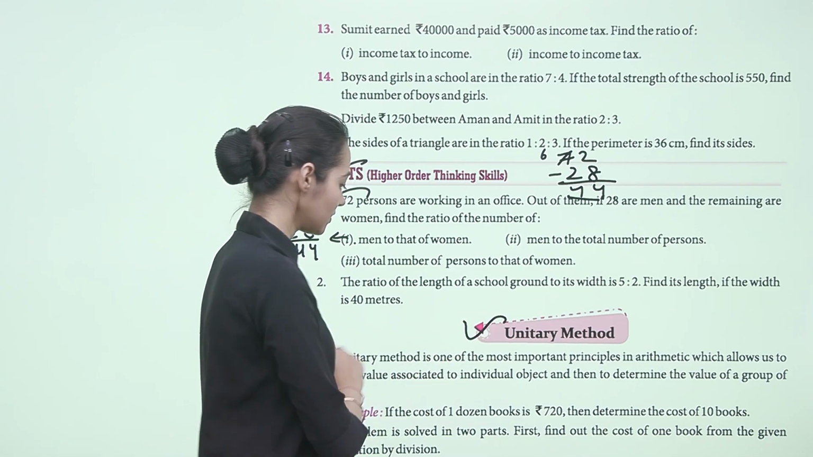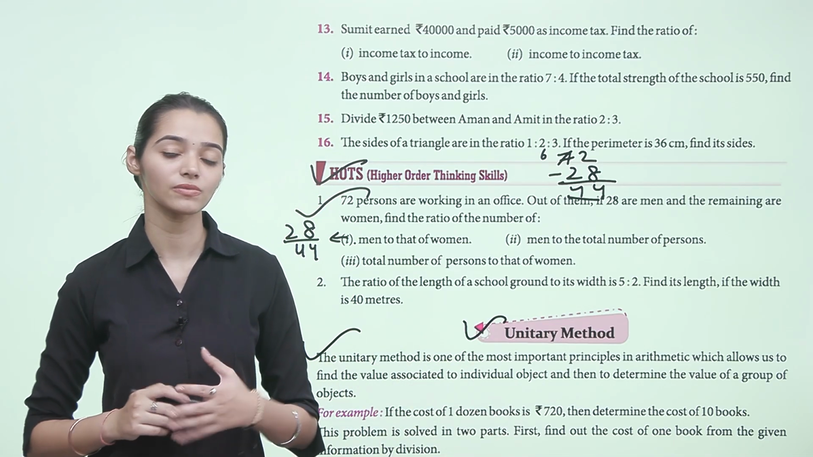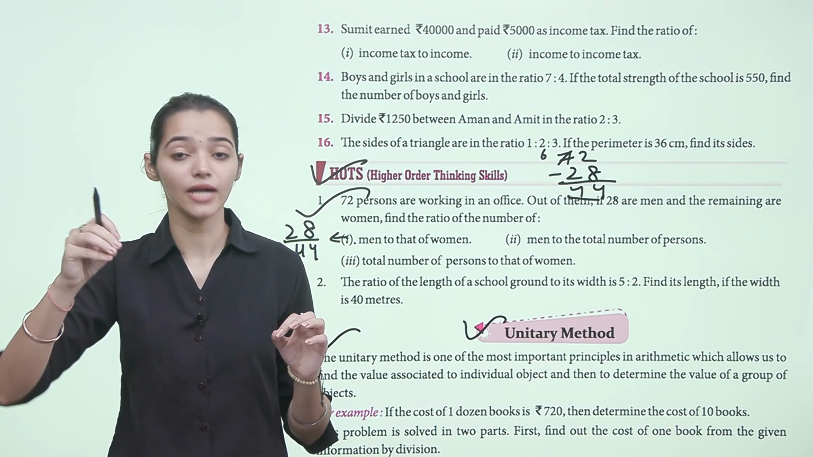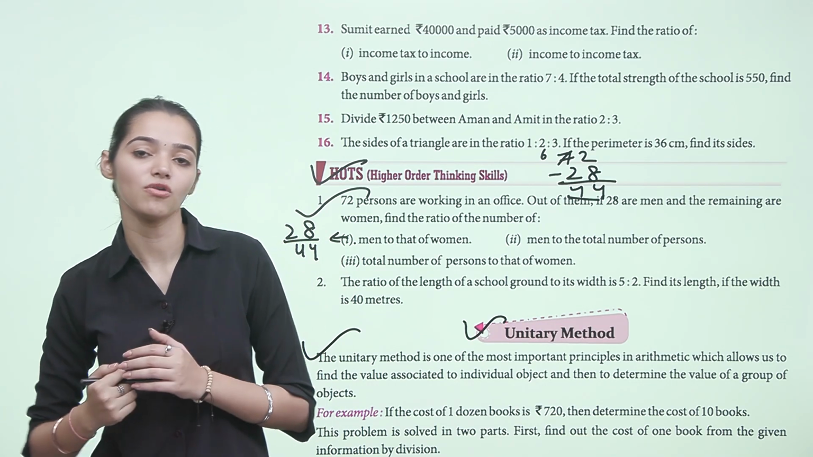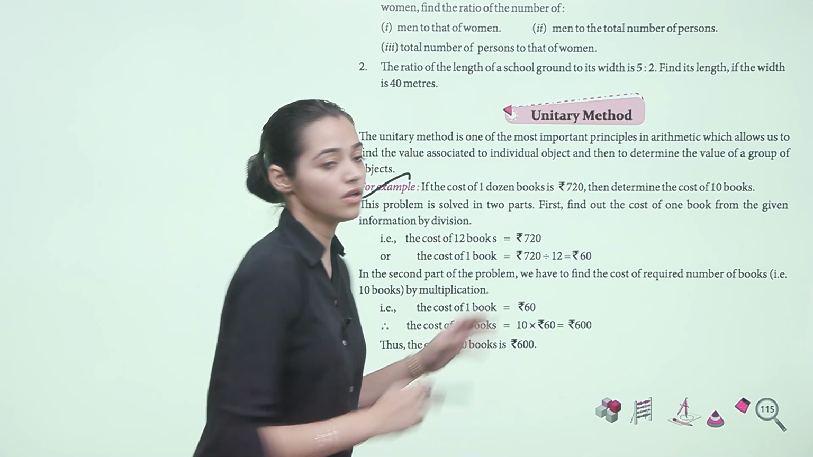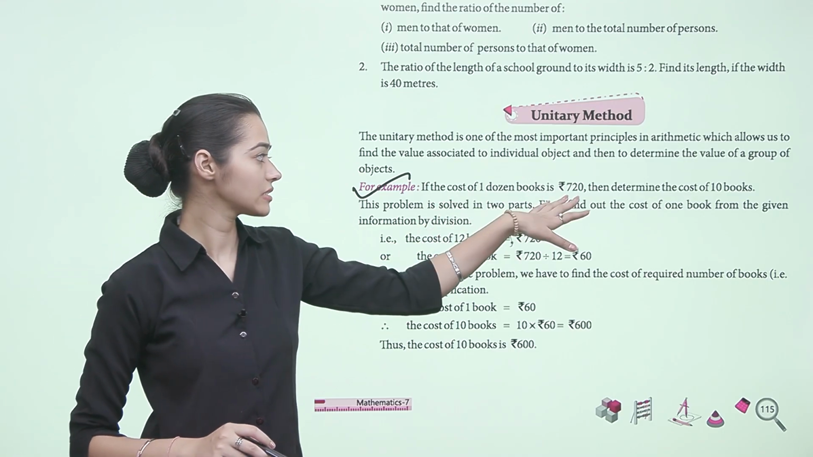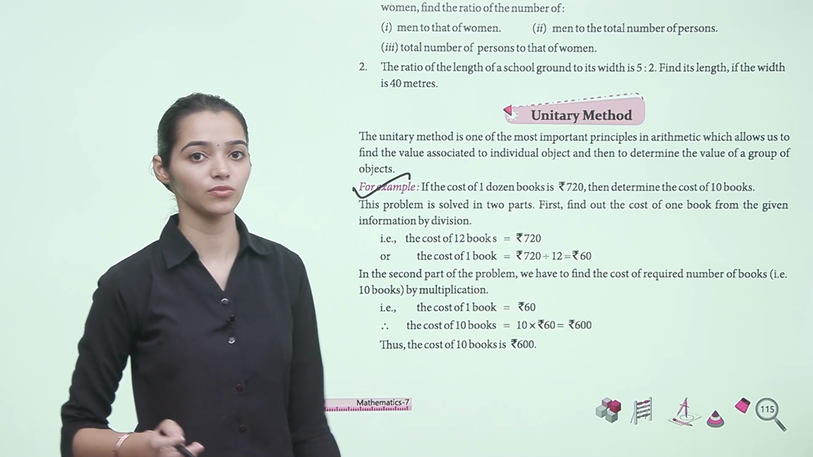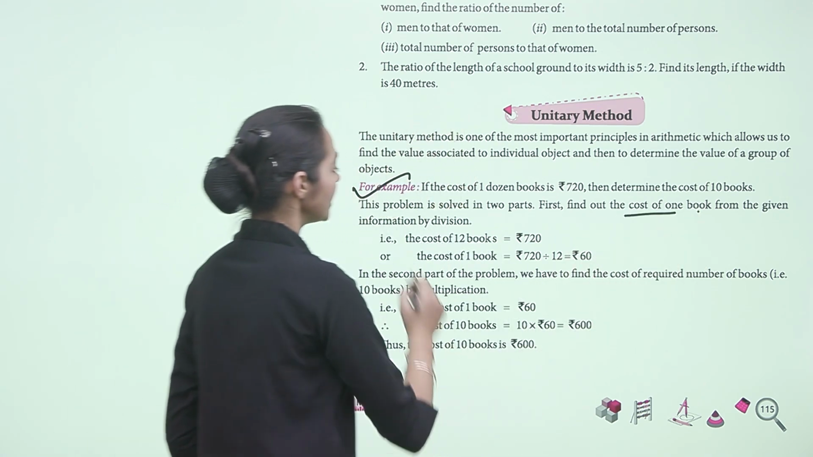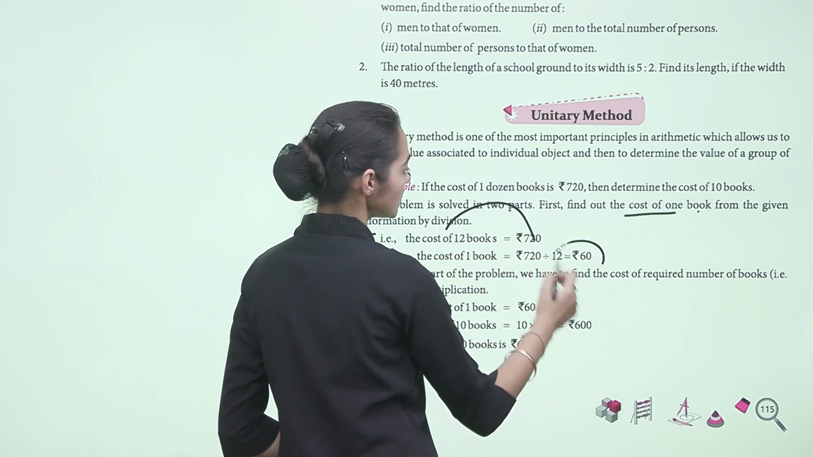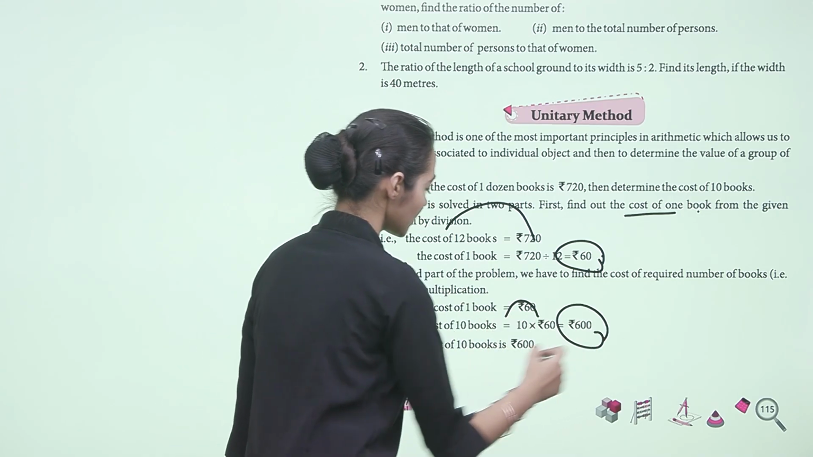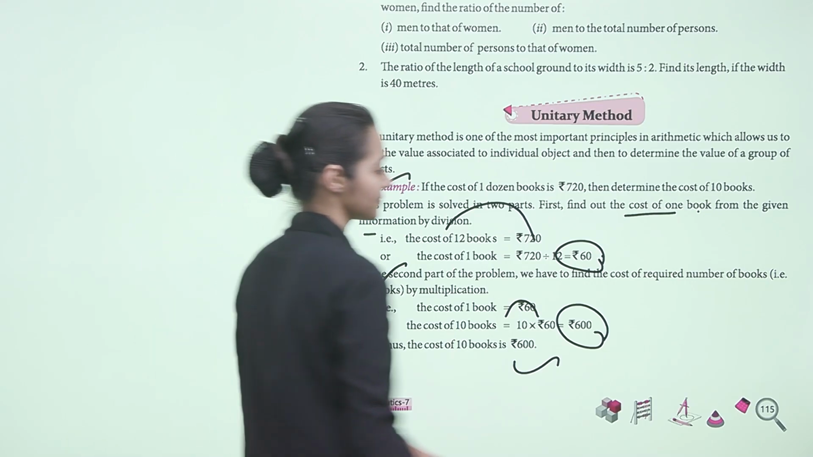Next is our unitary method. Now the unitary method is one of the most important principles in arithmetic, which allows us to find the value associated with an individual object and also to determine the value of a group of objects. For example, if the cost of 1 dozen is 720, we have to determine the cost of 10 books. Now the problem is solved in two parts. Firstly, we will find the cost of 1 book, then 10 books. Now the cost of 1 book is 60 rupees. Now we have to find the cost of 10 books, so we will multiply it by 10. So 600 rupees is the cost of 10 books.